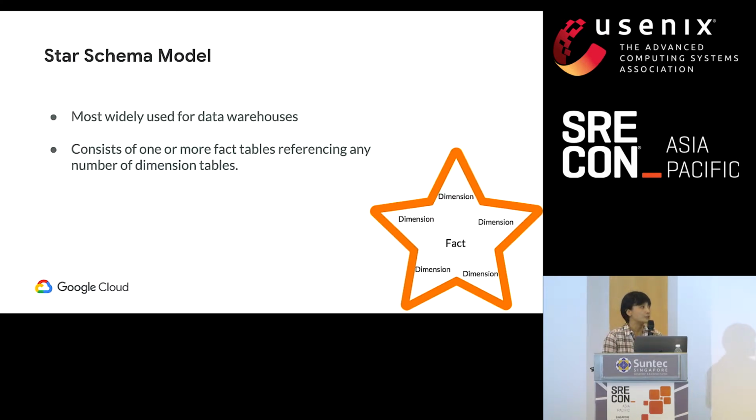We also explored the star schema model. In a nutshell, star schema is a data model where you have one or multiple fact tables, and they reference multiple dimension tables.